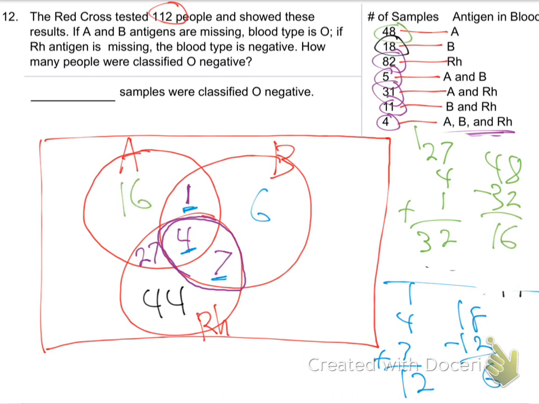Now, what's their question? How many samples were O negative? So where is O negative? That's out here, because you're not in A, you're not in B, and you're not in RH. You're not positive. You're like, well, how do I find out how many are out there? 112 total. So you've got to add all those numbers up and subtract from 112. 112 minus that total is the O negative category. Questions on that one?